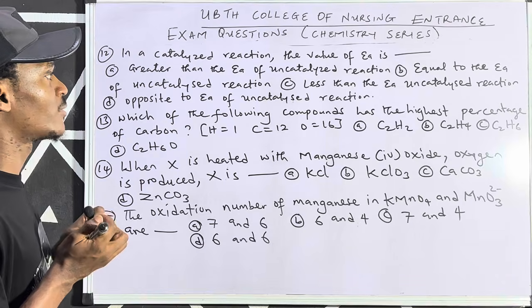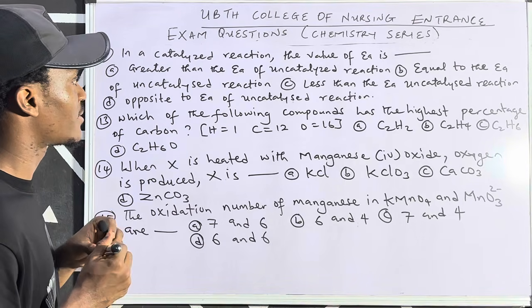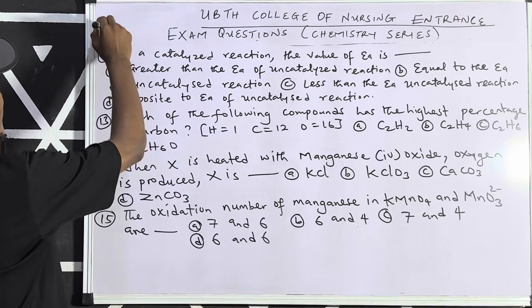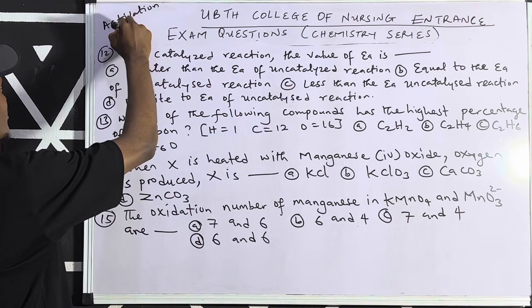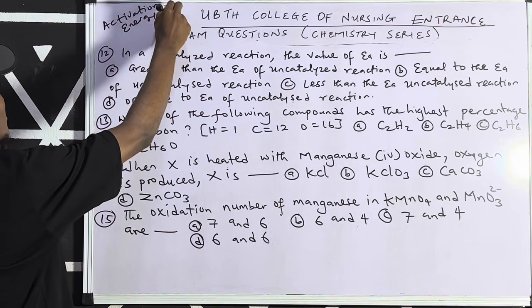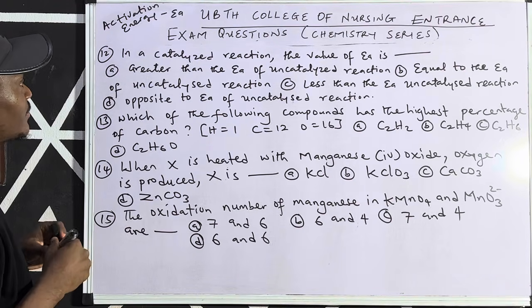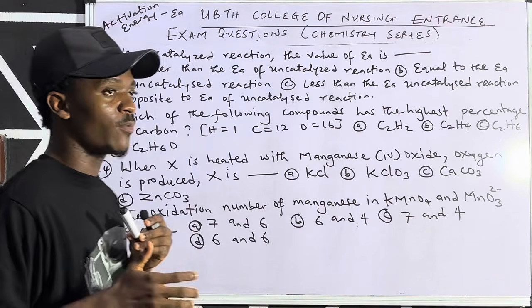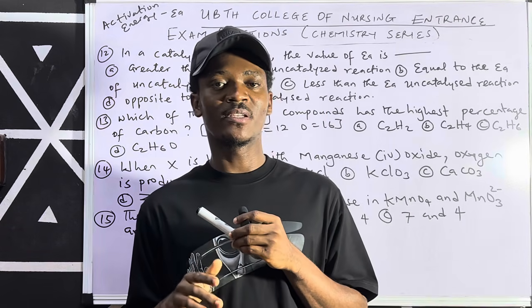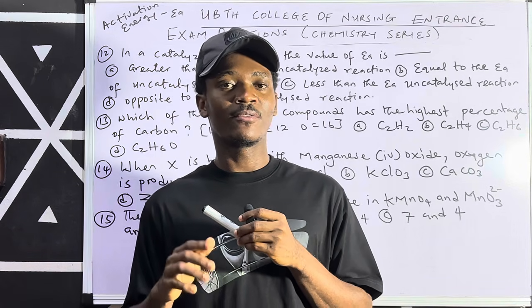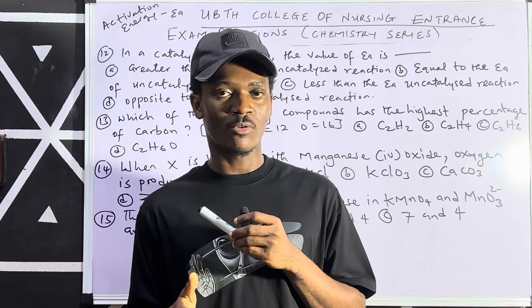Now we need to understand what EA represents. EA represents activation energy in the reaction. Activation energy, that's EA. Now, we are aware that the activation energy is the minimum amount of energy that is required for a chemical reaction to occur.